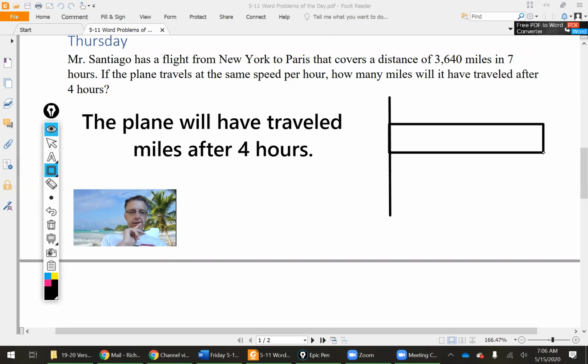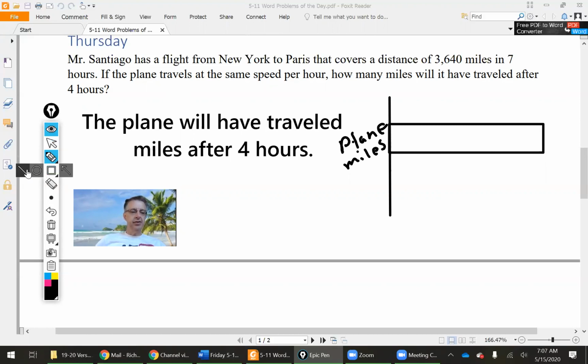All right, so I've got my plane miles, and I should probably add a little note to say what this is. So I'm going to write right here, plane miles. Okay, so I got my plane miles right there. Now I think I'm ready to start solving this. So what I'll do is I'll go ahead and read my first sentence. Mr. Santiago has a flight from New York to Paris that covers a distance of 3,640 miles in 7 hours.